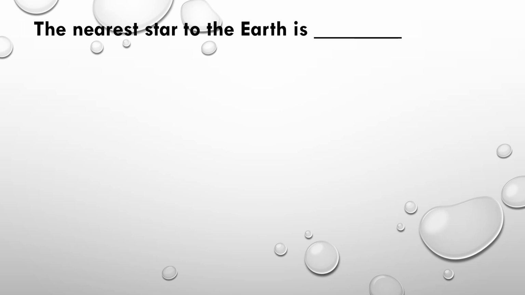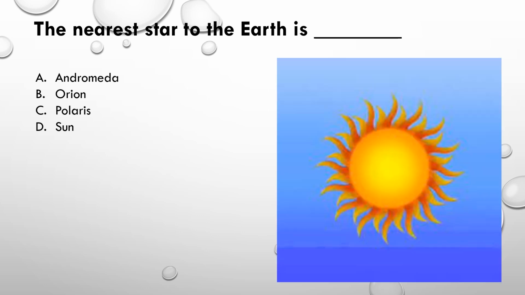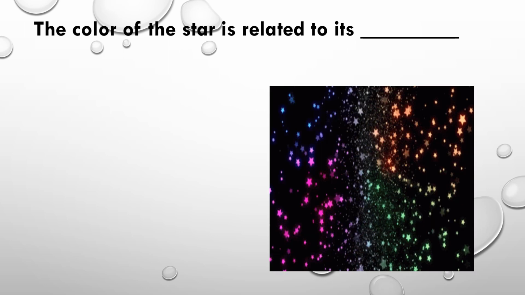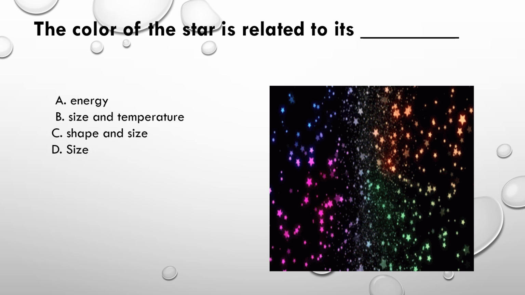The nearest star to the Earth is Andromeda, Orion, Polaris, Sun. Okay, it's the Sun. The color of the star is related to its blank. A. Energy. B. Size and temperature. C. Shape and size. D. Size. The answer is size and temperature.